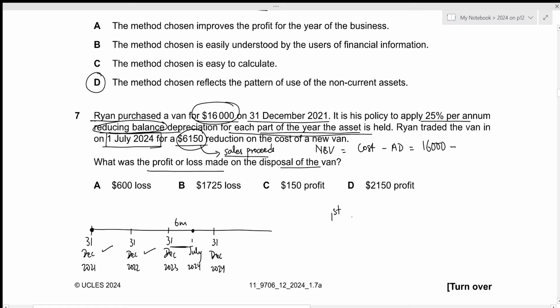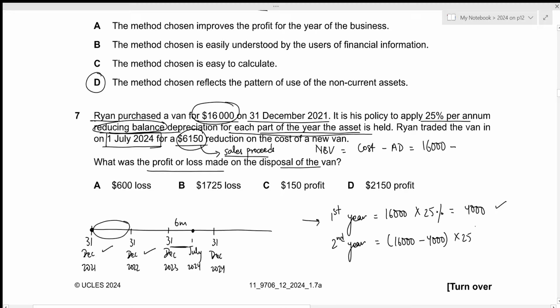So for the first year, for this time period, it is just going to be cost times rate. So 16,000 times 25%, which results in a value of 4,000. Then for the second year, first year's depreciation will act as the accumulated depreciation, and in this case we are using the reducing balance method. So the formula will be cost minus accumulated depreciation times rate. So 16,000, now this is our accumulated depreciation, minus 4,000 times 25%. This results in a value of 3,000.